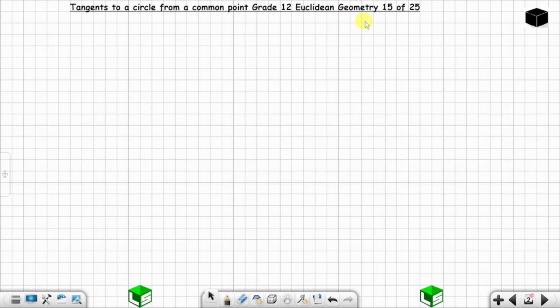Euclidean Geometry part 15 of 25. Okay, we are going to see the theorem that says tangents to a circle from a common point.